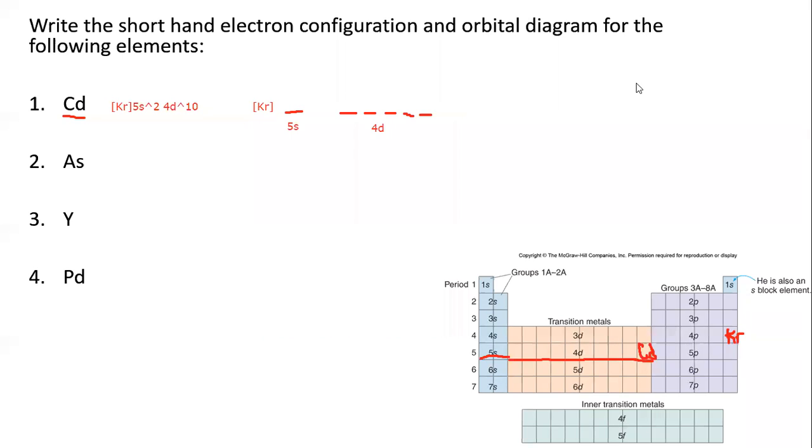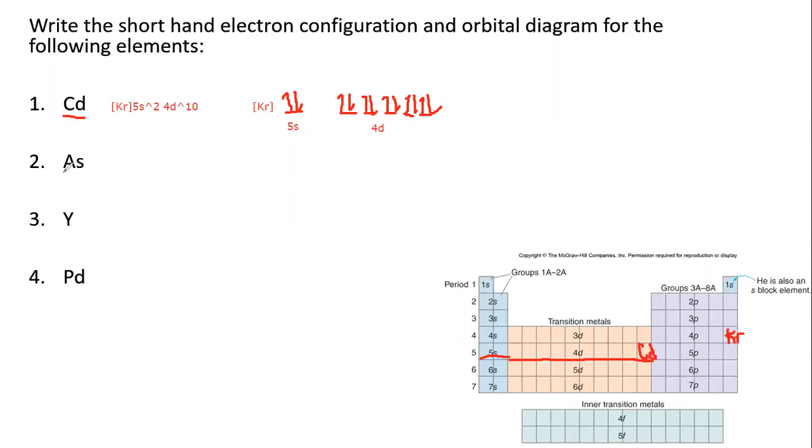So now we're going to add electrons. And so cadmium is very stable because it has no lone electrons. And so this would be the orbital diagram, or the abbreviated orbital diagram of cadmium.